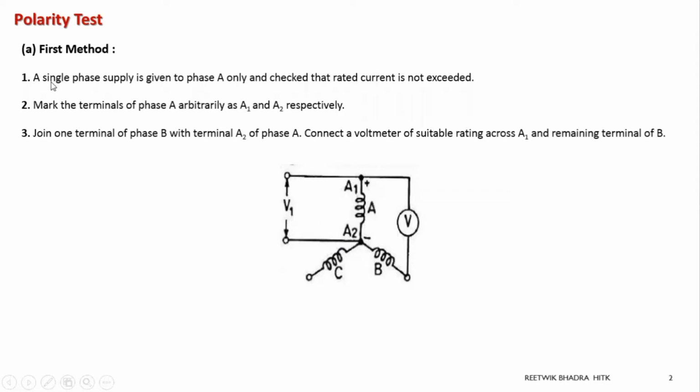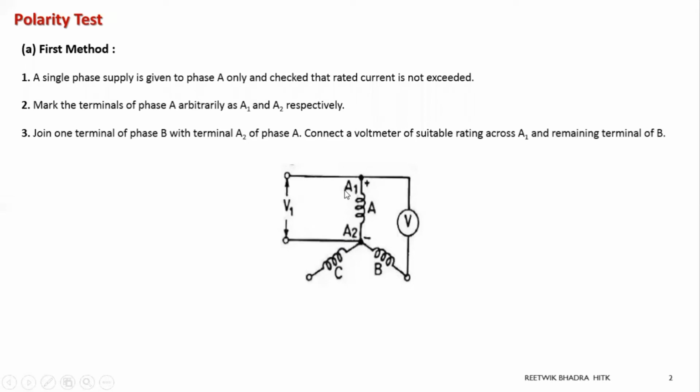So the first point is, a single phase supply is given to A, and we will check whether rated current is passed through it or not. We can attach an ammeter in series, and if I give 440 volt, suppose 440 volt is given, we'll check what rated current flows. If that winding allows that rated current, then it is okay. If that is not allowed, then we'll reduce the voltage. So we give a single phase rated voltage to our one phase A, and we will mark the terminals of A arbitrarily.